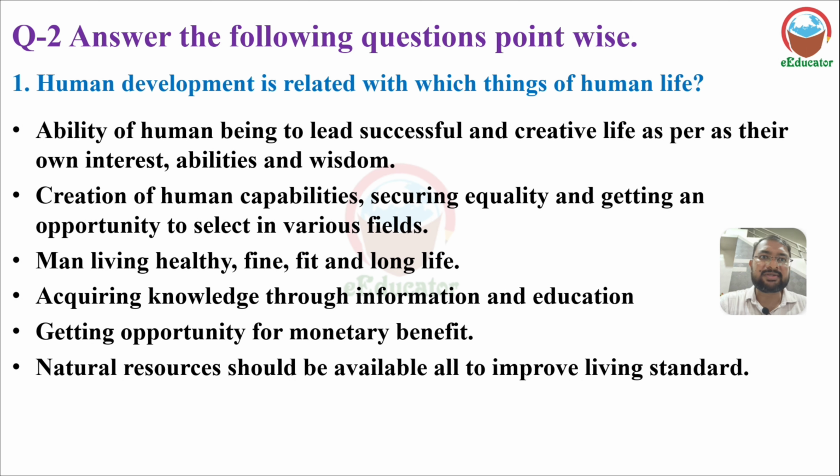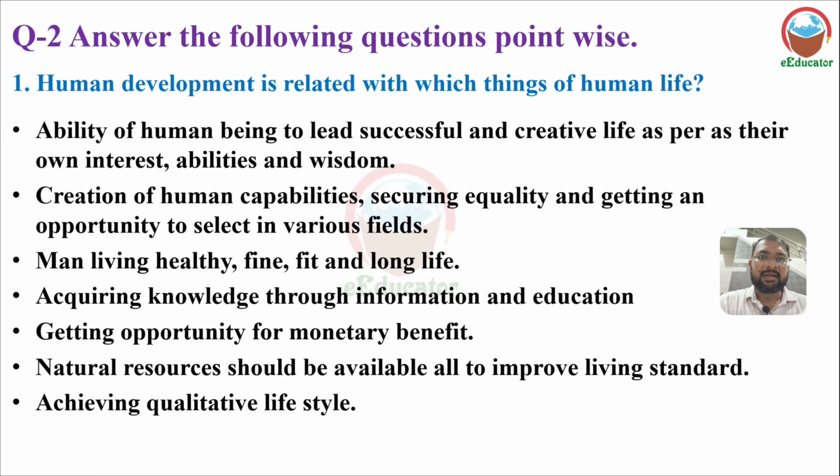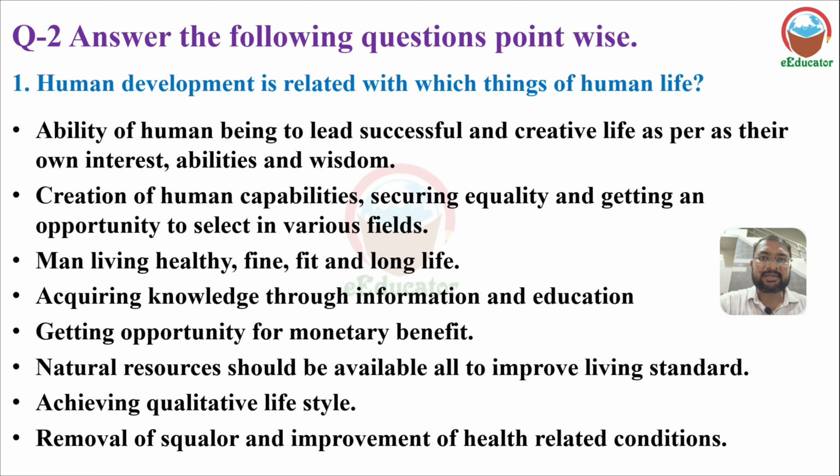Natural resources should be available to all, to improve living standards. Whatever natural resources are available should be used to improve the living standards of people. Achieving qualitative lifestyles. Next, removal of poverty and improvement in health related conditions. So removal of poverty and improving the health of people. Health related conditions should be improved.